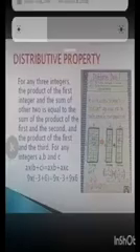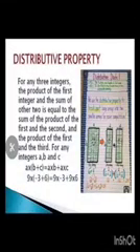Next, start with distributive property. For any 3 integers, the product of the first integer and the sum of the other two is equal to the sum of the product of first and second and the product of first and third. Symbolically, it is represented by A into (B plus C) is equal to A into B plus A into C. It means A is distributed over B and C.